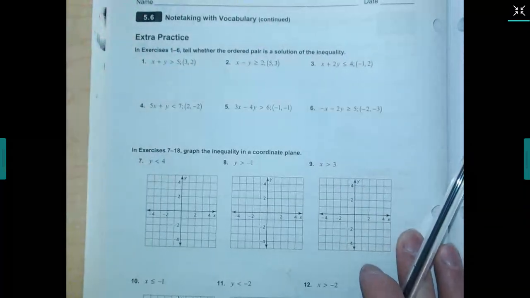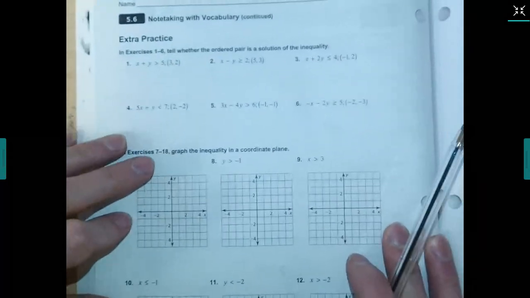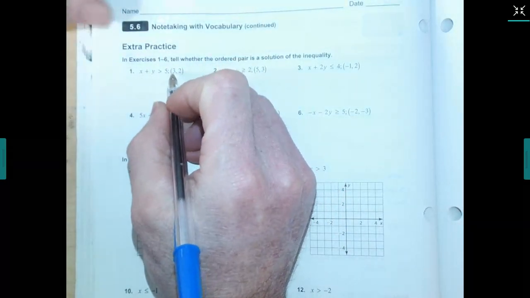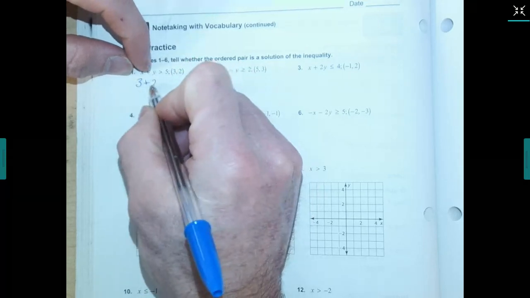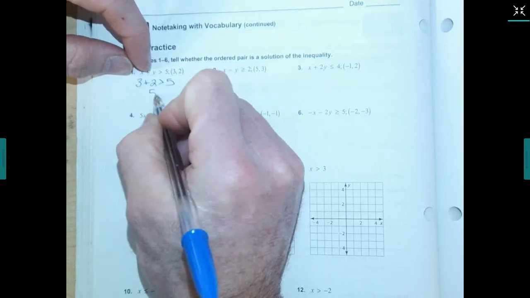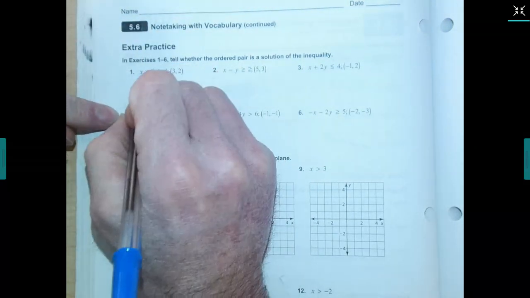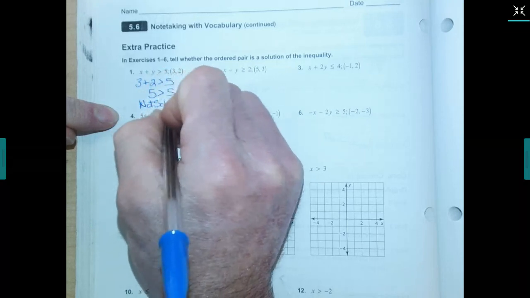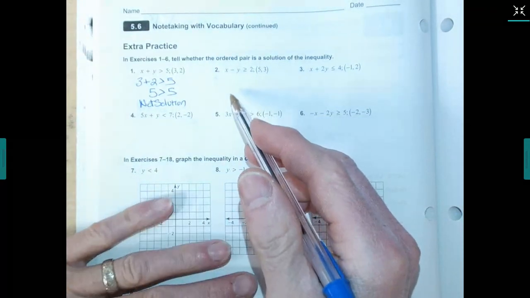So now it gives us a point and a linear equation, and it asks us if it's a solution. So let's plug this in. So I have x is 3 plus y is 2. It's greater than 5. 5 is greater than 5. Is that true? It is not true. No, not a solution. So go ahead and give that one a try, see how you do.